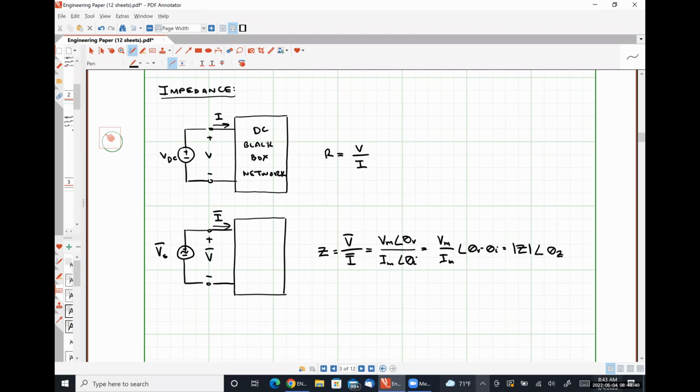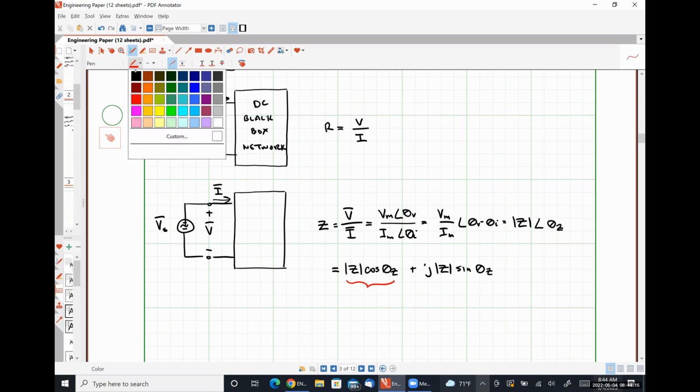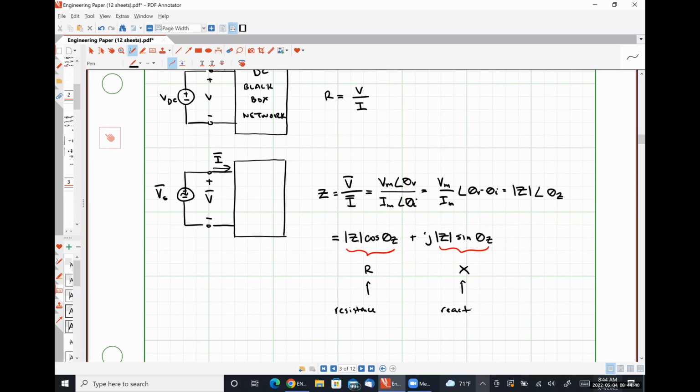All right. Rectangular form representation would be our magnitude cosine theta Z plus j magnitude sine theta Z, where this real part we call resistance, and this imaginary part we call X, or the reactance.